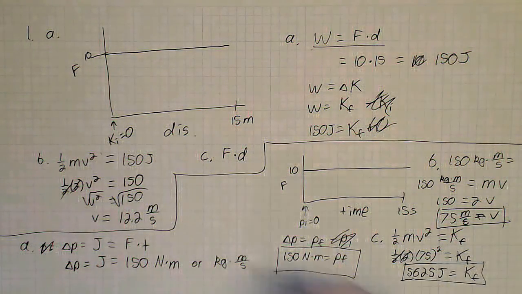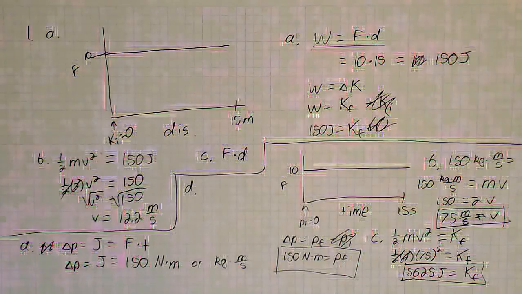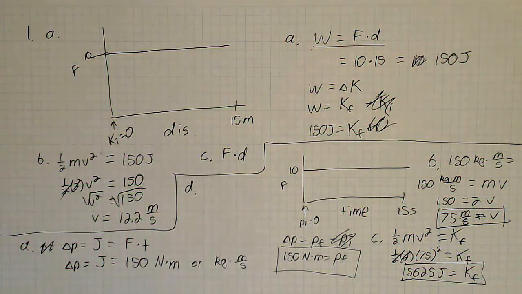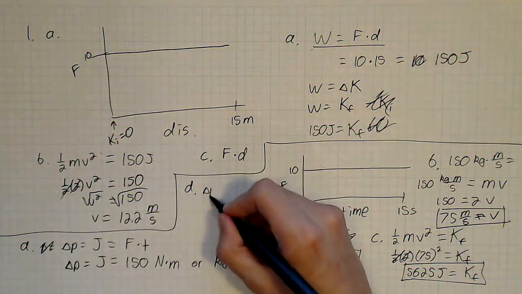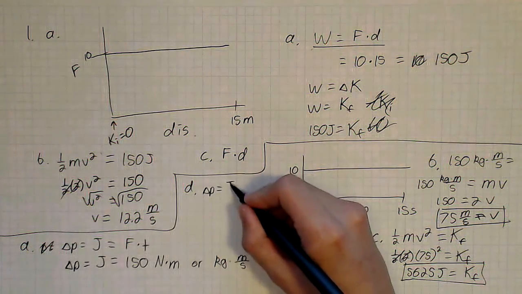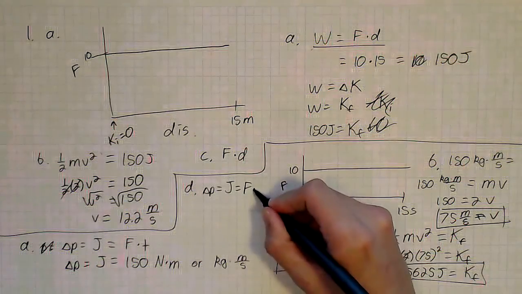And now finally, part D says, what simple technique did you use to determine the momentum of the object? Again, this is kind of stupid, like part C of the first question. It's asking you, how did you do part A? Because part A says determine the momentum, and part D asks what did you use to determine the momentum? Well, we already wrote it down. We used the identity that change in momentum is equal to the impulse, which is equal to force times time.